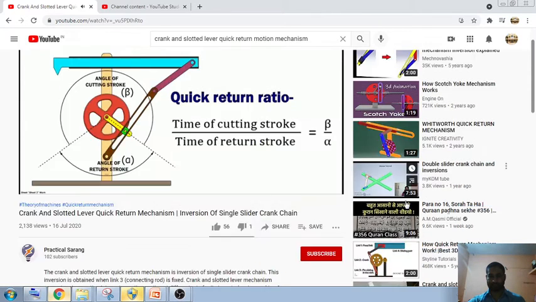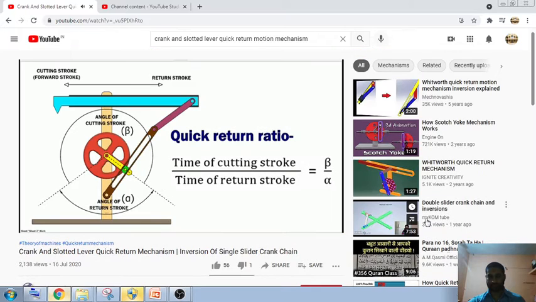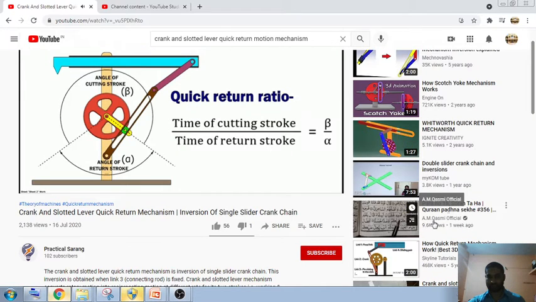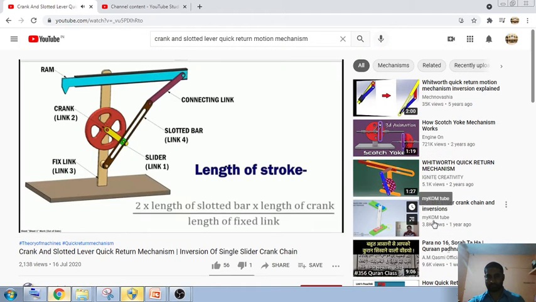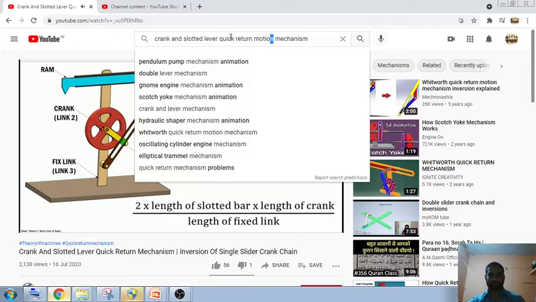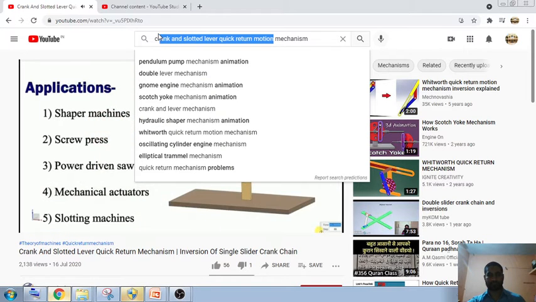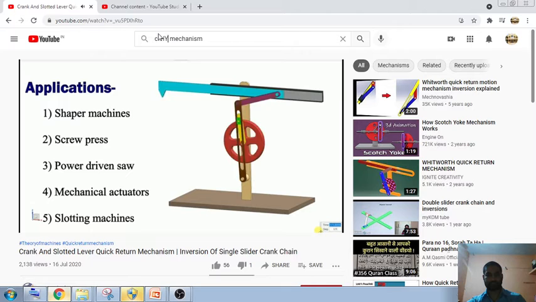Quick return ratio is the time of cutting stroke upon the time of return stroke, equal to beta upon alpha. We can find the length of stroke by this formula: 2 into length of slotted bar into length of crank upon length of fixed link. The quick return mechanism finds application in shaper machines, screw press, power-driven saw, mechanical actuators, and slotting machines.